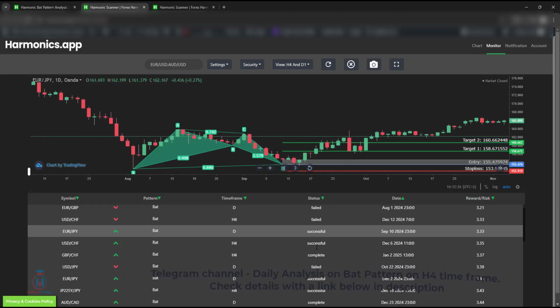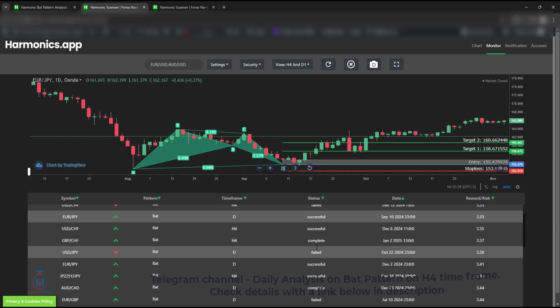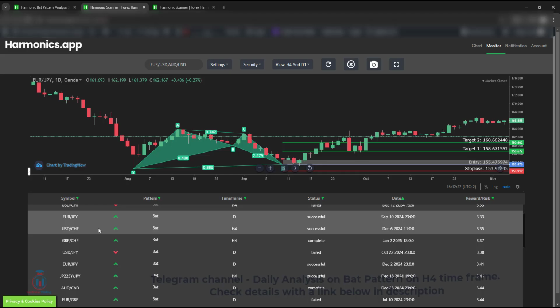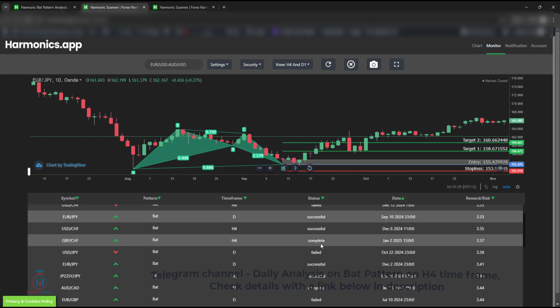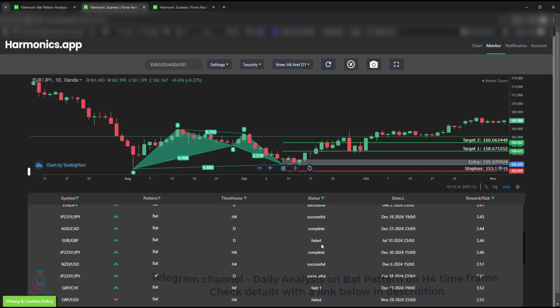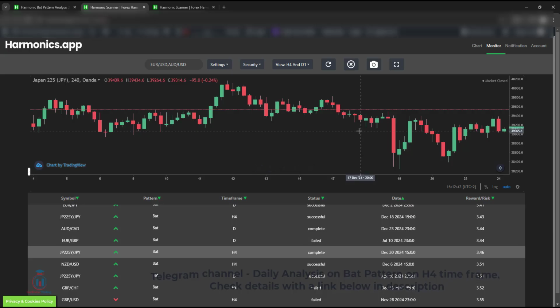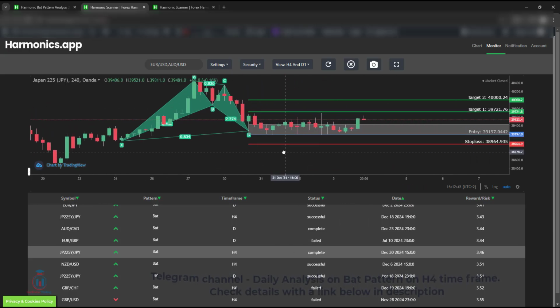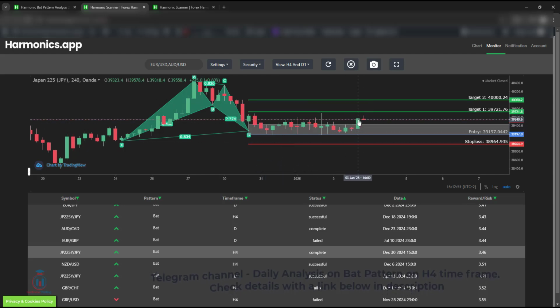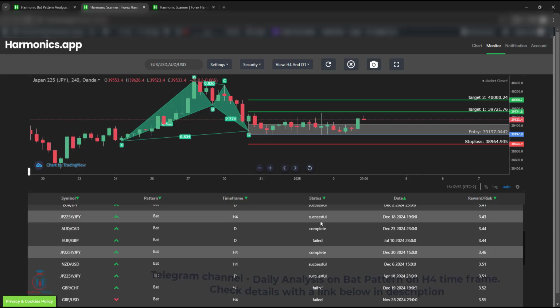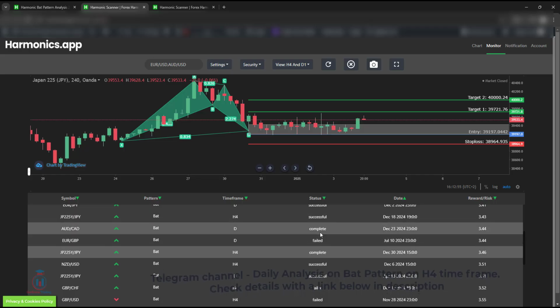So you can see here you have a table where you can also make some kind of analysis on which pattern, on which symbol, on which time frame you would like to have, and analyze which one is successful, which one is complete. And complete means it is still valid to trade, which means the price did not reach the take profit 2 or the stop loss. So it is still available for trading if it is complete. Failed and successful are easily understandable.